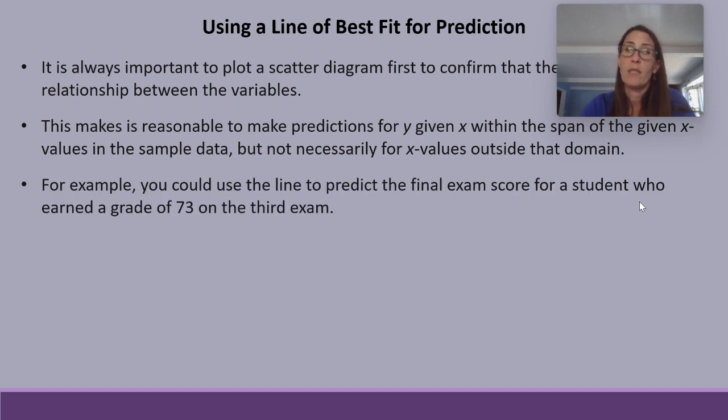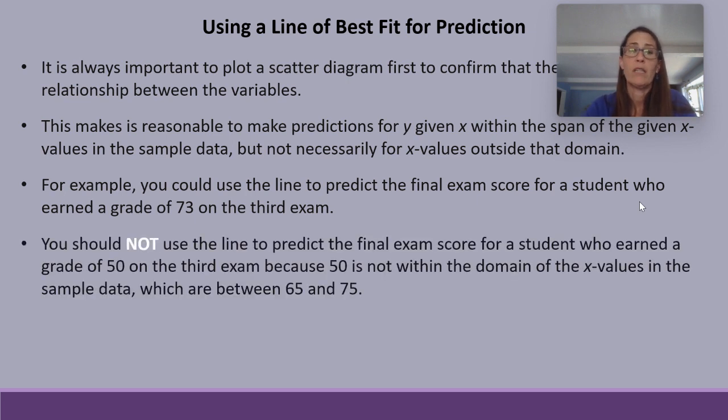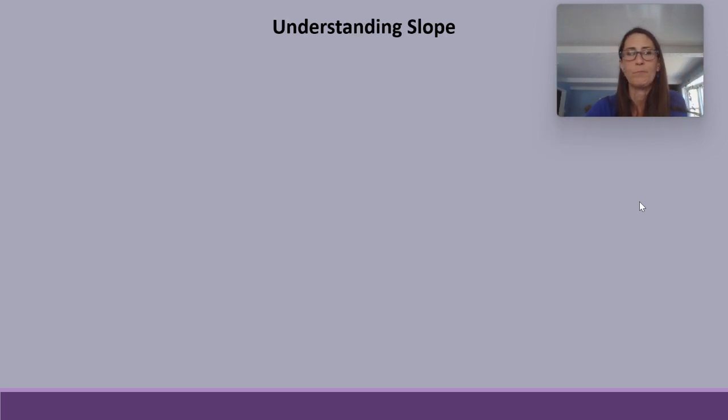So we could use the line to predict the final exam score for a student who earned a grade of 73 on the third exam, but we wouldn't use it to try to predict the final exam score for a student who earned a grade of 50 on the third exam, because 50 isn't in between the x values that we have, which were 65 to 75. So anyone's third exam grade between 65 and 75, we can estimate or predict their final exam grade. But if you got below a 65 or above a 75, our prediction wouldn't be as accurate and we might not want to do it at all.